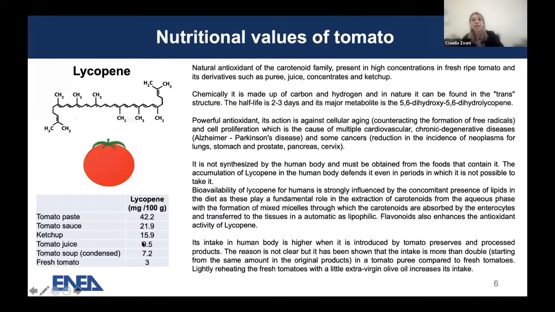So the most important molecule with beneficial effects on our health is lycopene, which is a natural antioxidant arising from the carotenoids, and it's present in very high concentration in fresh tomato and its derivatives, and it's very important for its antioxidant activity. And it's not synthesized by the human body, so it must be obtained from foods.